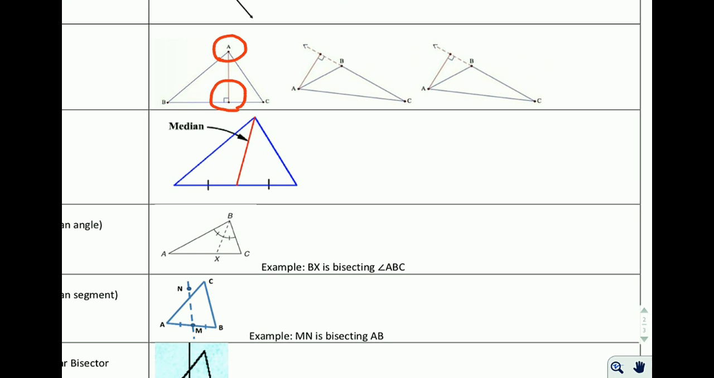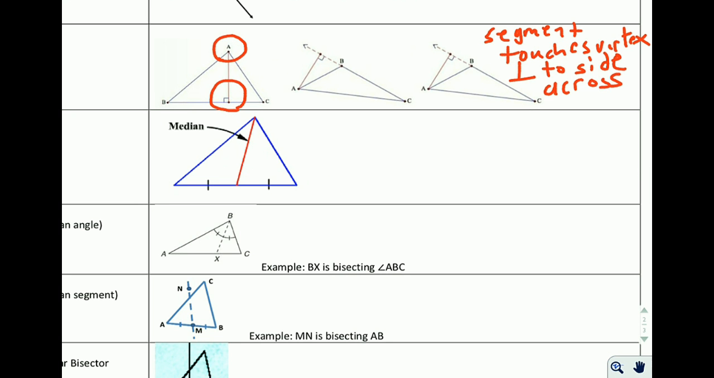So it is a segment and it touches the corner, touches the vertex, one of the vertices of the triangle, and it also is perpendicular to the side across from it. So it touches the vertex, it is perpendicular to the side across from it.